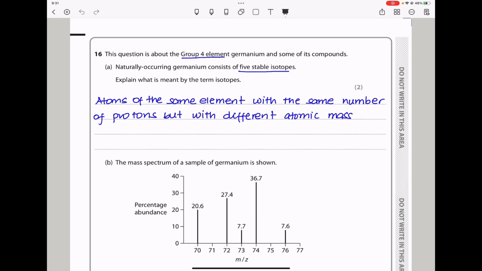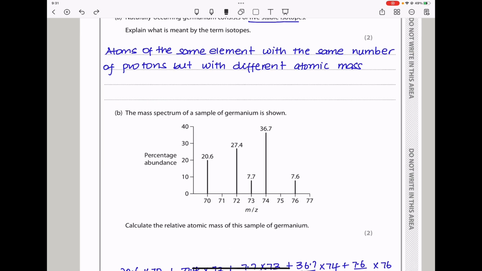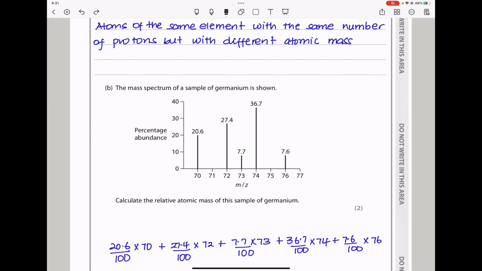Question 16. This question is about the group 4 element, germanium, and some of its compounds. Naturally occurring germanium consists of 5 stable isotopes. Explain what is meant by the term isotopes. Isotopes are atoms of the same element with the same number of protons, but have different number of neutrons, or you could say they have different atomic mass. The mass spectrum of a sample of germanium is shown. So we have the percentage abundance as well as the mass to charge ratios.